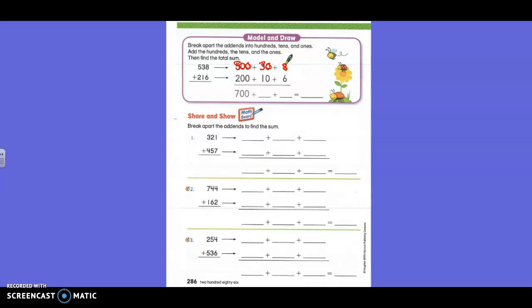Then if we took apart 216, we would have 200 plus 10 plus 6, right?